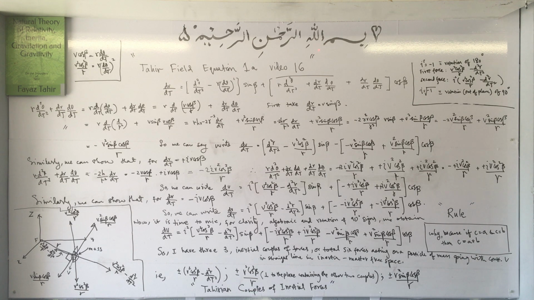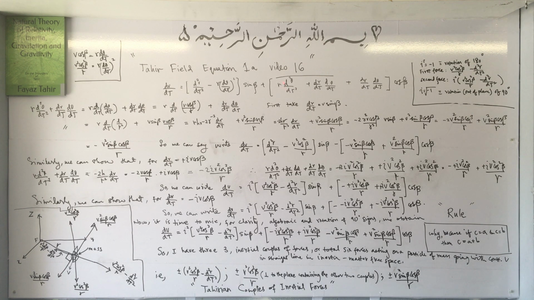My today's video topic is the barbecue of Tahir field equation 1a, as in videos 16 and 17. Okay, so rewriting Tahir field equation 1a: dv over dt is equal to d square r over dt square minus r (d theta over dt) whole square sine beta plus r d square theta over dt square. Square means the second derivative, but it's very easy on the tongue, so that's why I call it square. Otherwise you can call it d2 theta over dt2, but that doesn't convey too much sense.